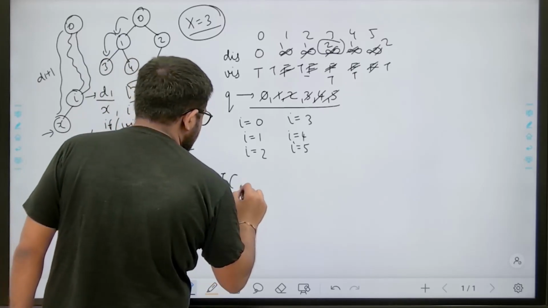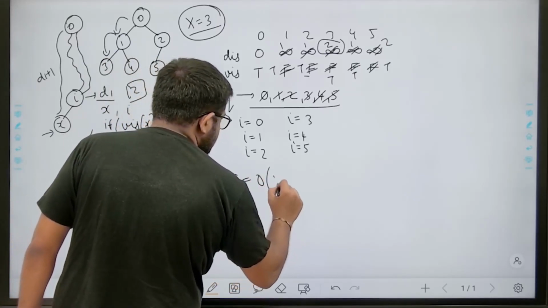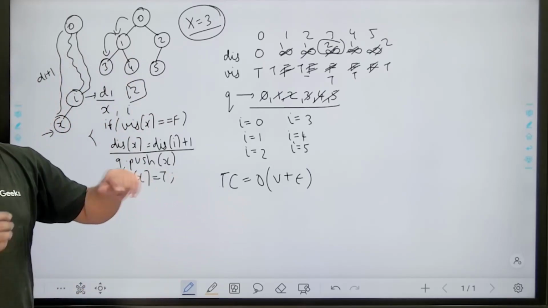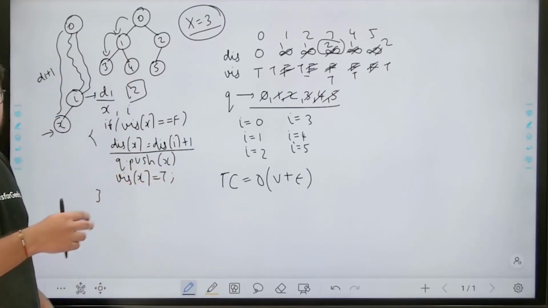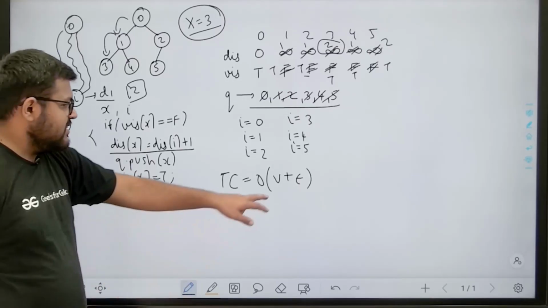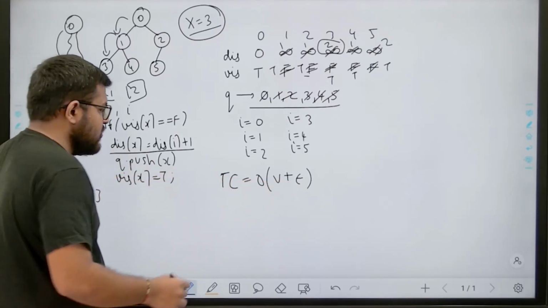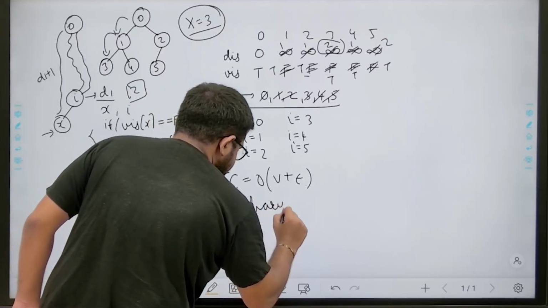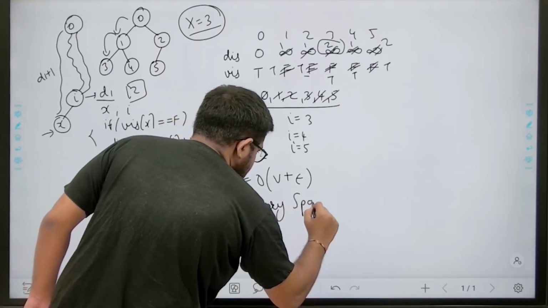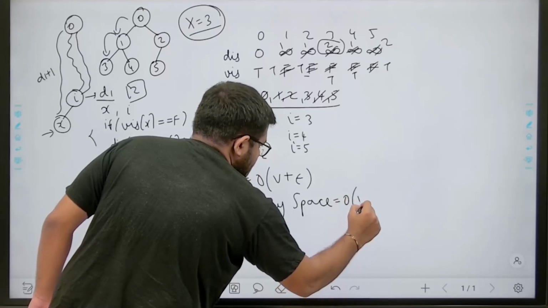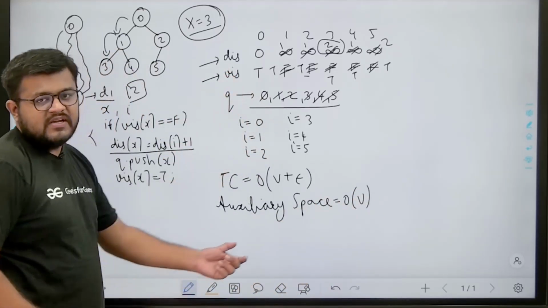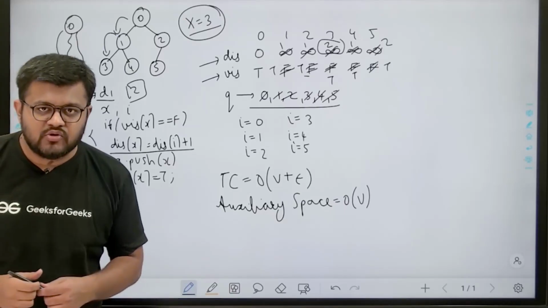What would be the time complexity? Time complexity of a BFS is V plus E because we travel each vertex one time and we also need to travel the adjacency list in order to see which elements are adjacent. So that contributes to E. Okay, and what would be the auxiliary space? The auxiliary space here would be big O of V because we take two arrays, distance and visited, which are of size V. Now let's look at its actual implementation.